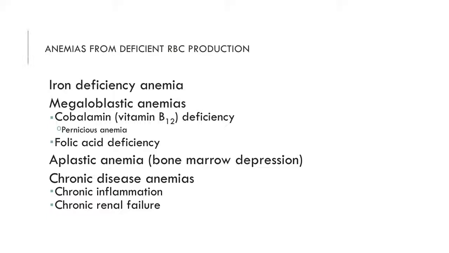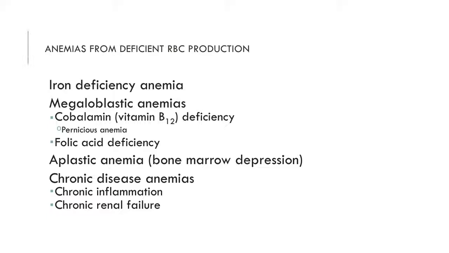Megaloblastic anemias include pernicious anemia, which is a B12 deficiency. In those cases, giving them B12 injections are the cure for that type of anemia. Folic acid deficiency means that they need to supplement with folic acid and to make sure that they are eating a diet that is sufficient in folic acid.